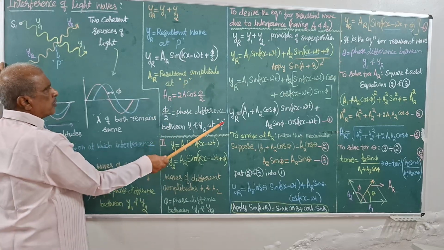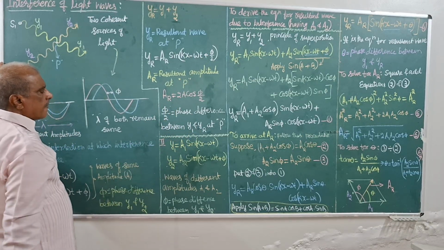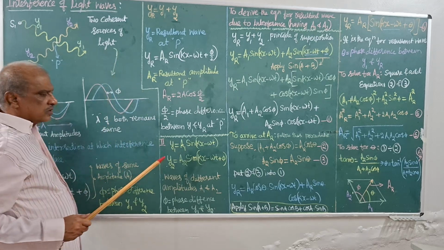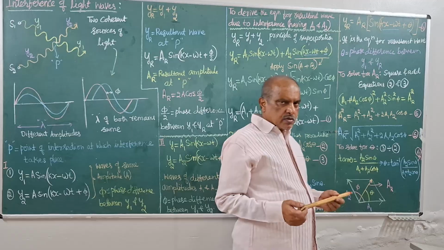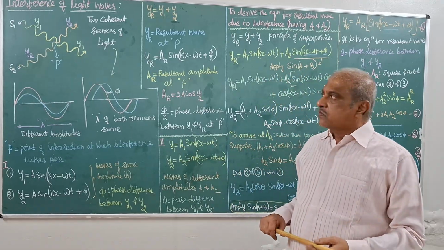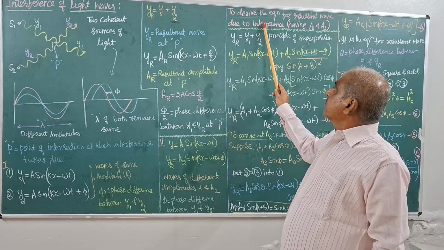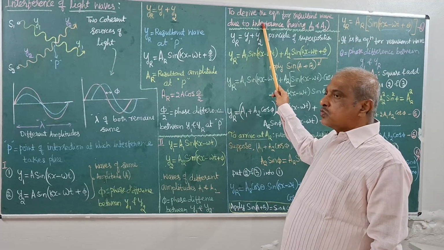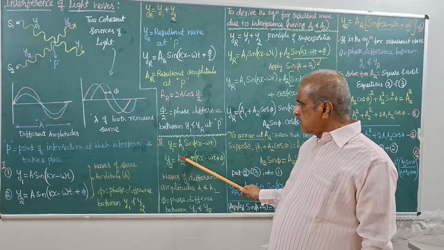And this is at this point the phase difference between y1 and y2. This is what you have done in the previous session. In this session, let us derive the equation for the resultant wave due to interference, where the two waves have different amplitudes, A1 and A2.